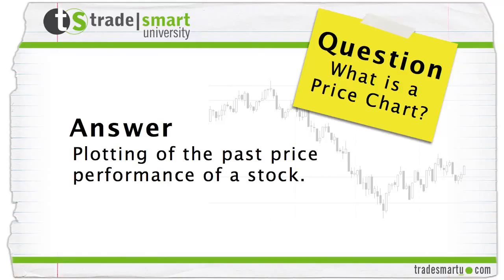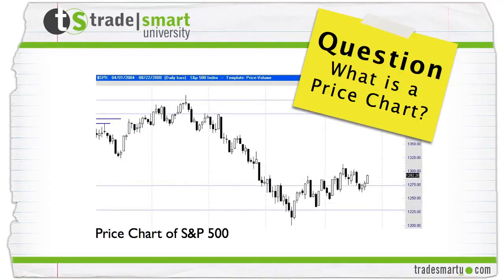In its most simple form, a price chart is simply the plotting of the past price performance of a stock. Here you see a price chart of the S&P 500. This, of course, is an index. What the S&P 500 chart reflects for us is the different price points that the S&P has traded at during the last several months here. We have about 4 or 5 months up on this chart, and every day is plotted with its respective price points. Once they have been plotted, we can then make future investment decisions.